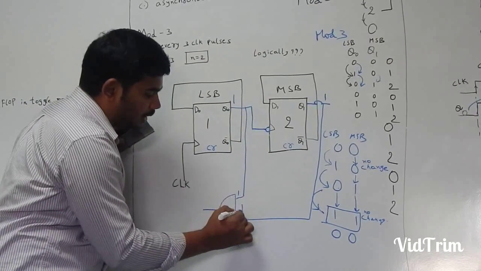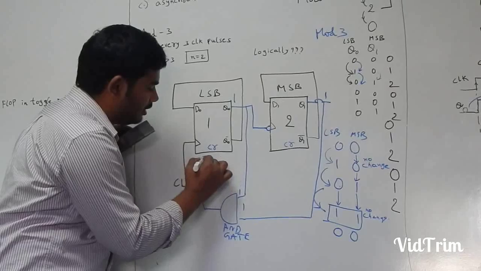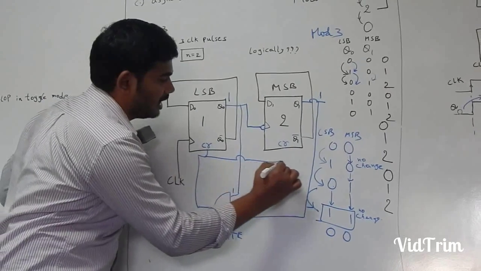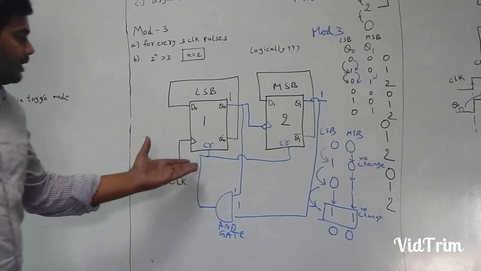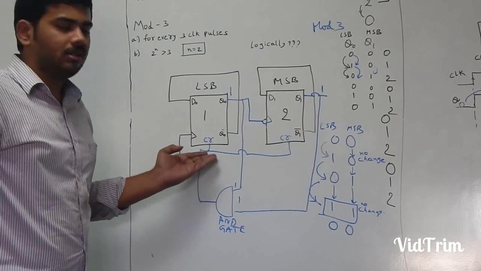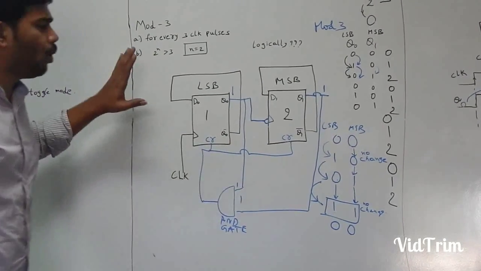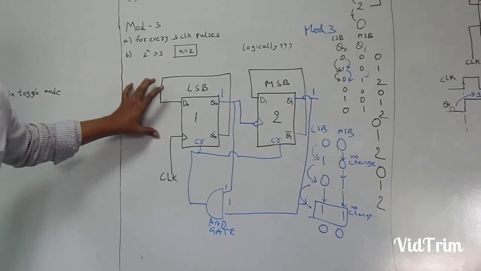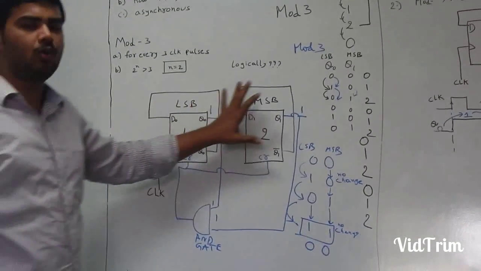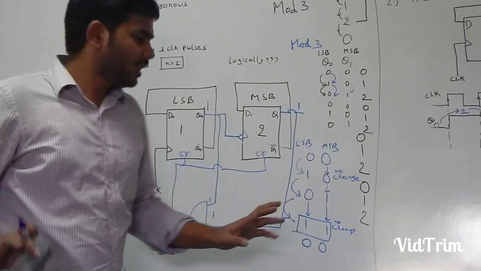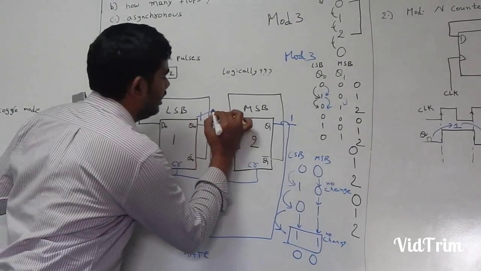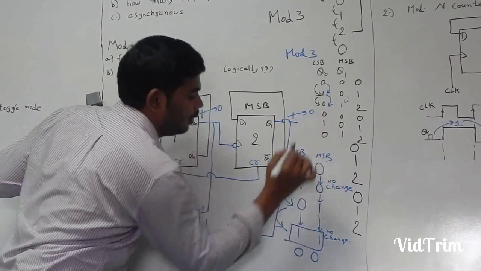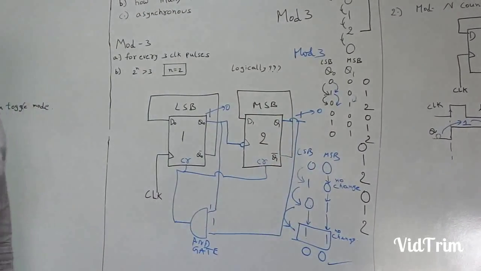So when both are 1, the output will be 1 and this I directly give to the clear pin, the secondary input. So obviously what will happen is, when clear is active, whatever may be the input doesn't matter, the output will be 0 0. Whatever may be the input, the output will suddenly become 0 and 0, and our requirement is satisfied.